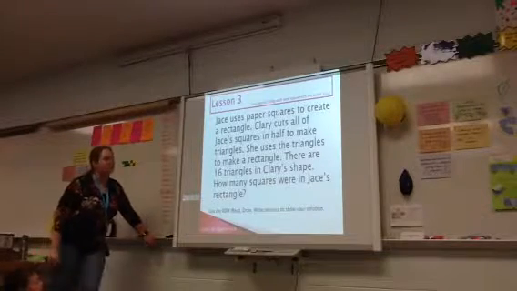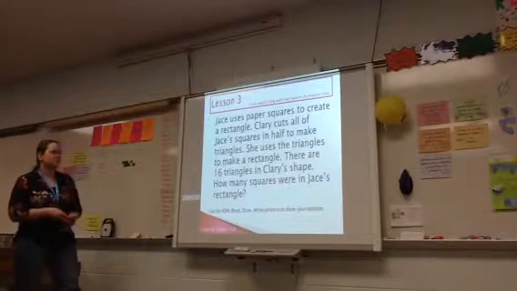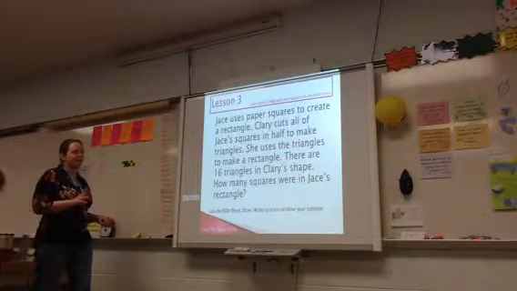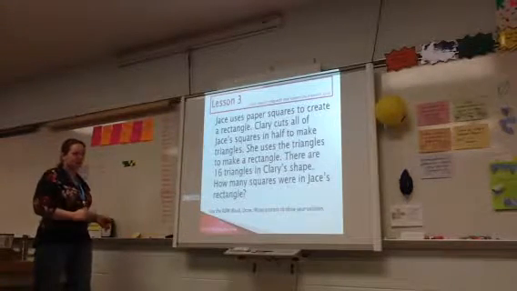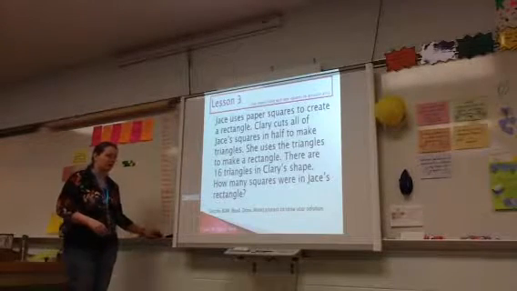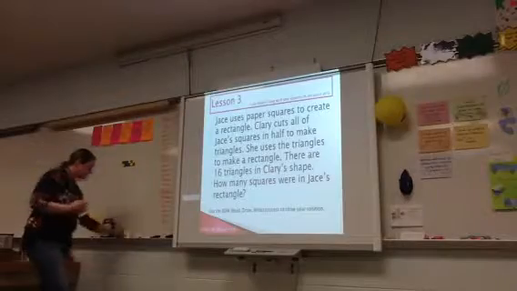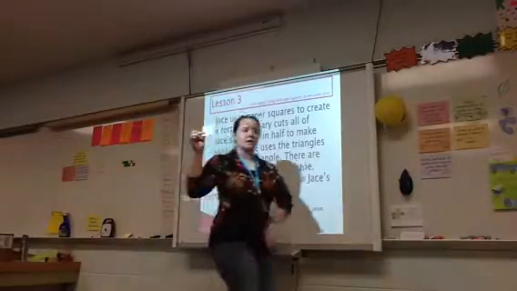Okay, here we go. Jace uses paper squares to create a rectangle. Clary cuts all of Jace's squares in half to make triangles. She uses the triangles to make a rectangle. So here is Jace's squares. Let me leave this for you. Here's Jace's squares right here.